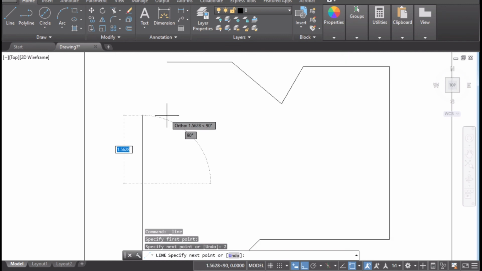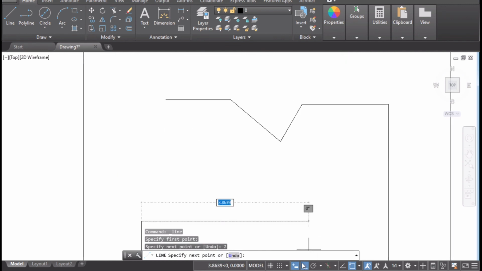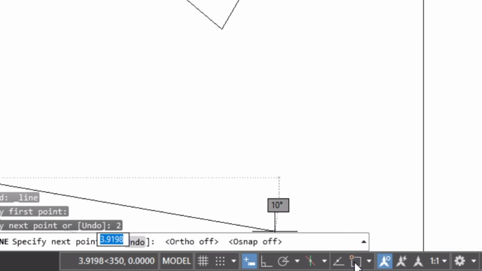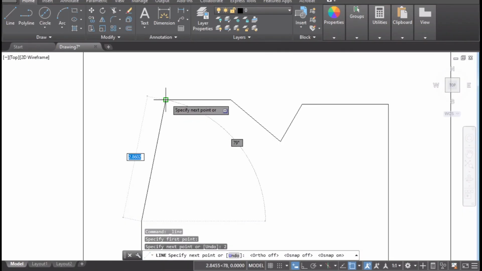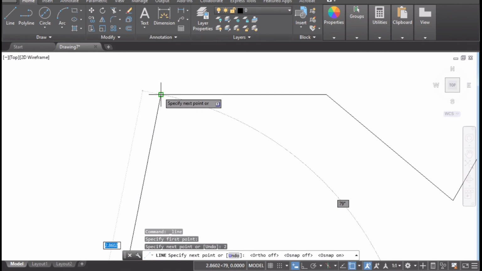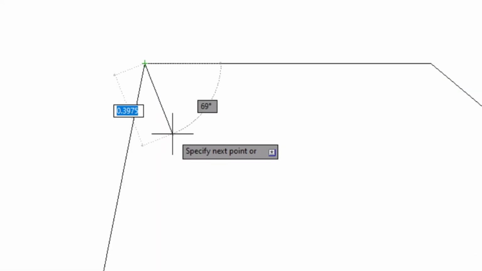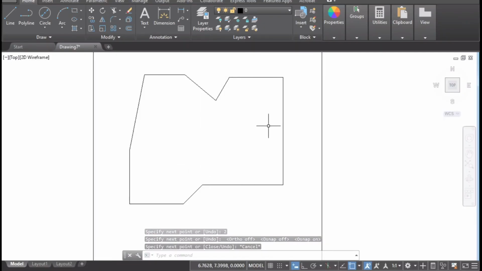And still your line is coming. What we're going to do: make sure the snapping is turned on, otherwise you cannot do this. If you come up to this line, the endpoint will snap. Just click and it will join. That's it. So this is how you can finish this angle.